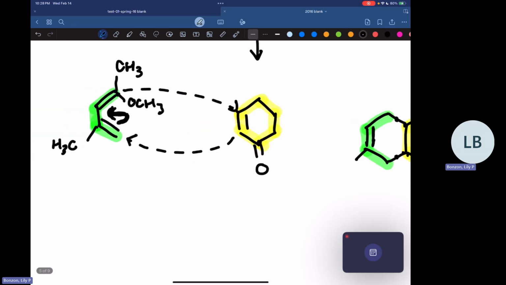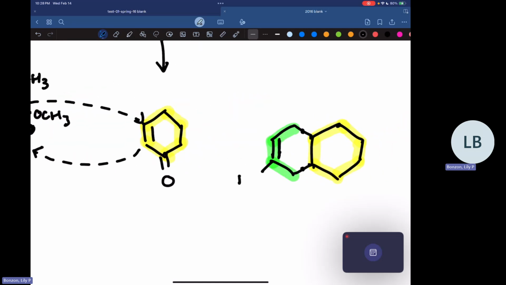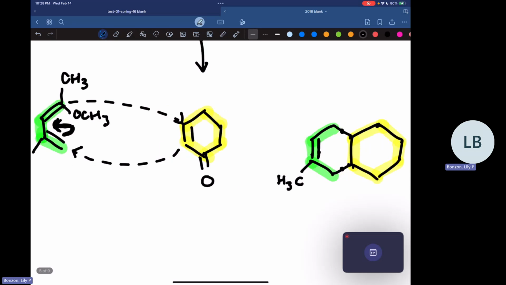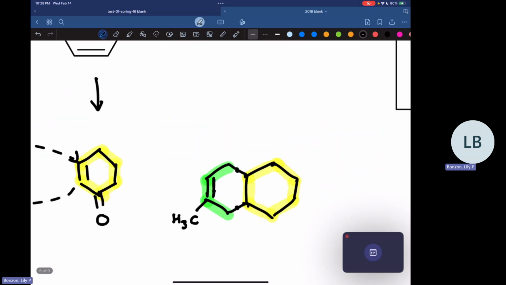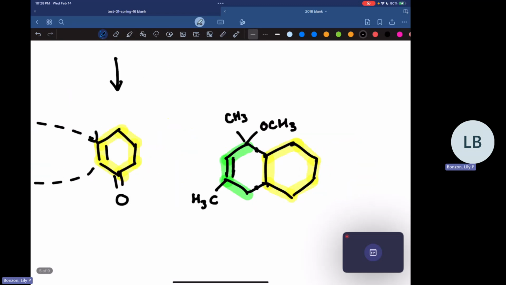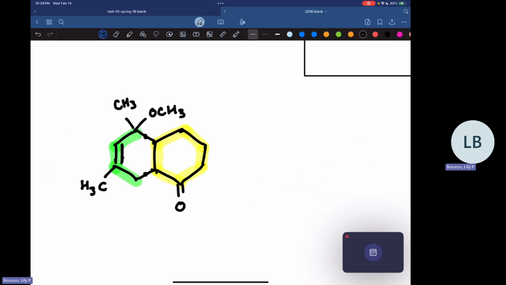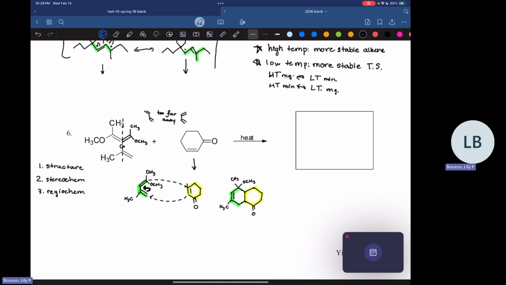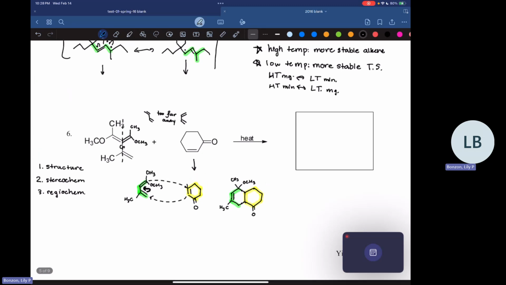So we've got our substituents. That CH3 is going to be on that double bond in that position. On that top carbon, we've got a CH3 and an OCH3. And down on this dienophile, we've got that carbonyl. Okay, so that's going to be step one. We've just got the structure right.